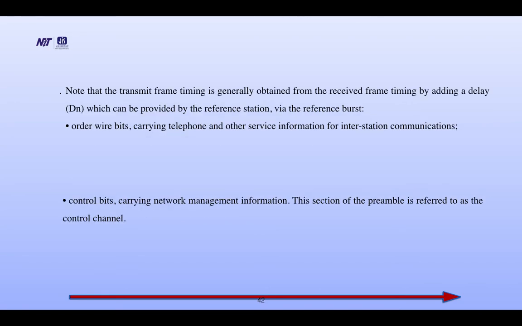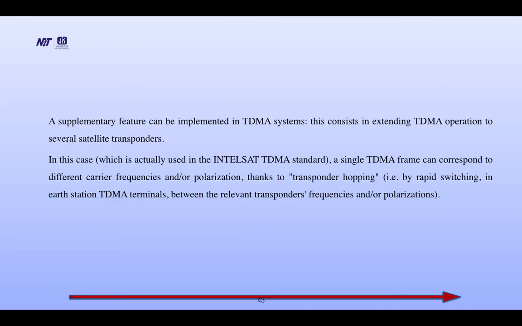Note that the transmit frame timing is generally obtained from the receive frame timing by adding a delay Dn, which can be provided by the reference station via the reference burst. Order wire bits carry the telephone and other service information for interstation communication. Control bits carry network management information. This section of the preamble is referred to as the control channel.